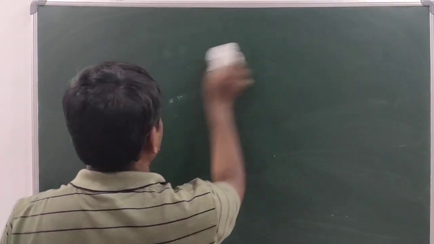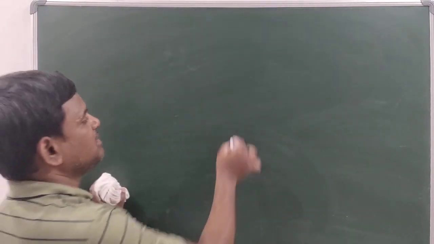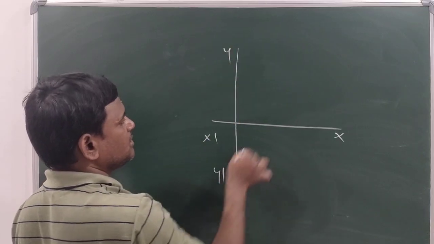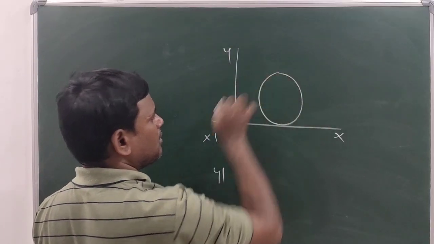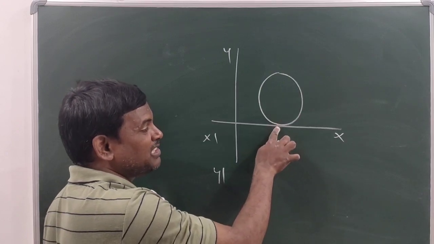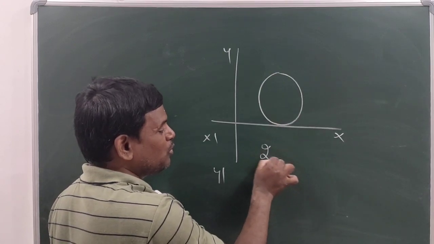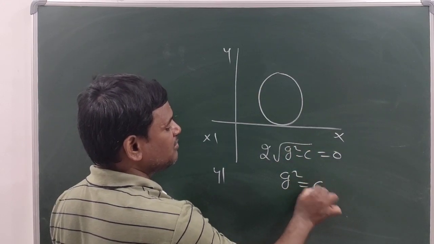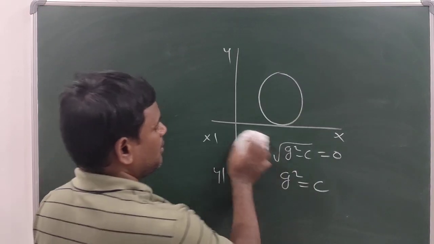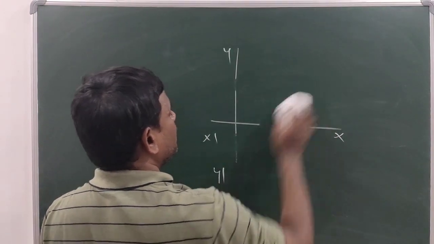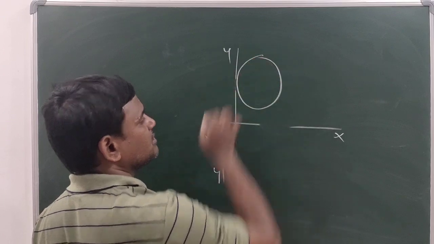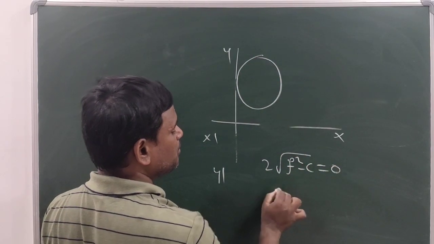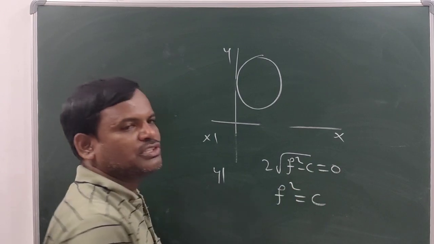So suppose if the circle touches the x-axis, then the x-intercept made by this circle becomes 0, no? So 2 into root of g square minus c equal to 0. Simplify. You will get g square equal to c. And if the circle touches only the y-axis, then here also the y-intercept made by that circle becomes 0. Simplify. F square is equal to c, you will get.